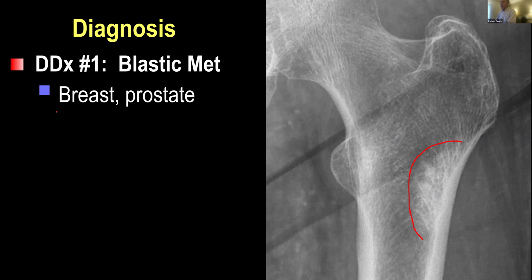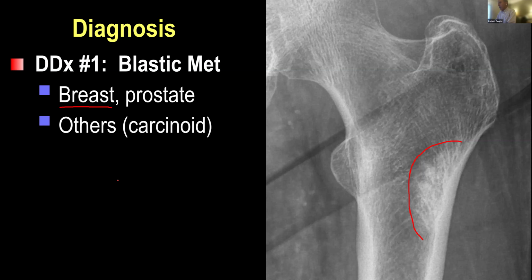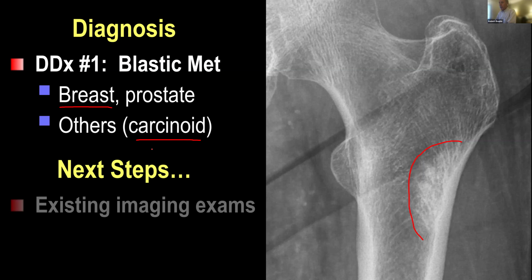Where do blastic mets come from? In a woman, most commonly, it's going to be a breast primary. Other GI and GU tumors, besides prostate, can do it like carcinoids. But when we have a sclerotic lesion like this, what are our next steps?